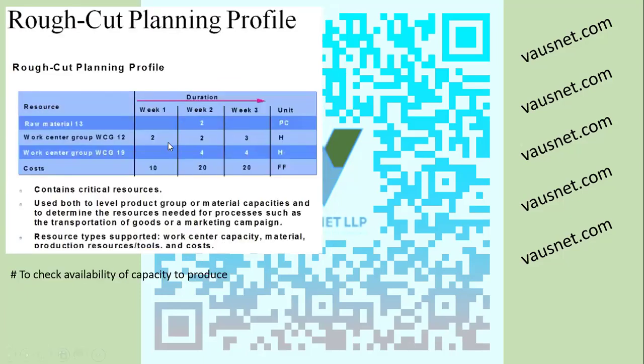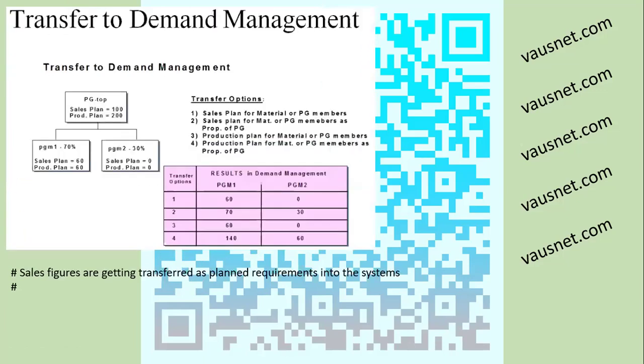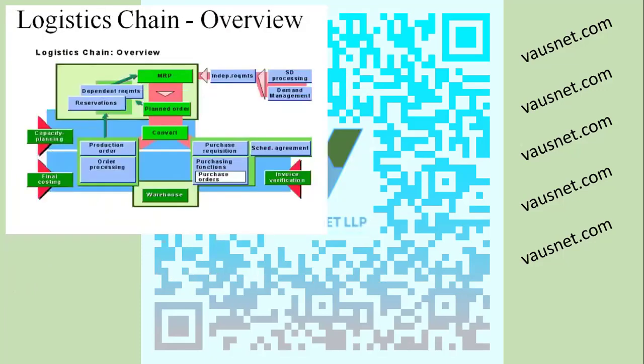Okay. And rough cut planning is basically you assess what work centers or components are available with the capacity to produce, and based on that you plan it out over weeks and months for products and for raw materials and work centers. And this is where the individual requirements disaggregation gets developed into demand management, after which individual requirements are generated from the system and fed into the systems.